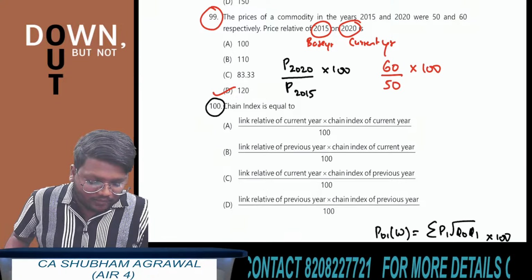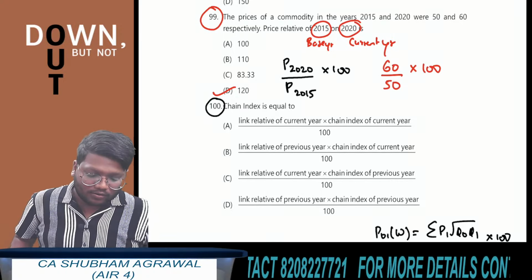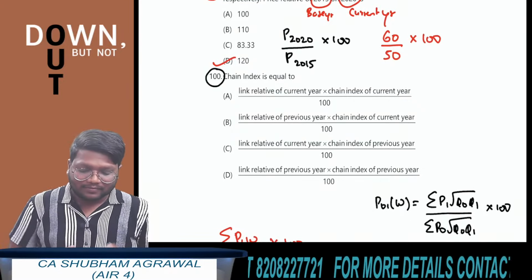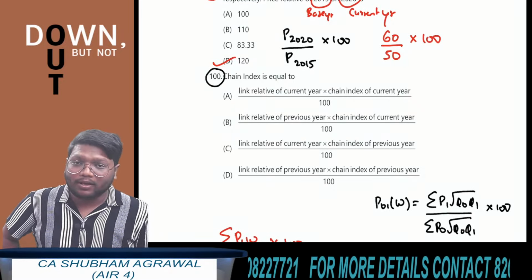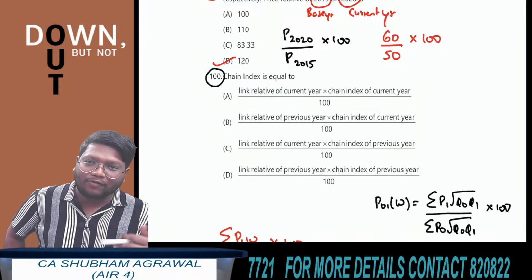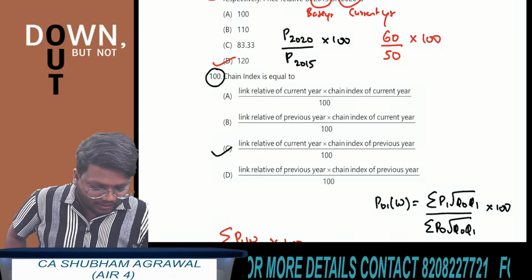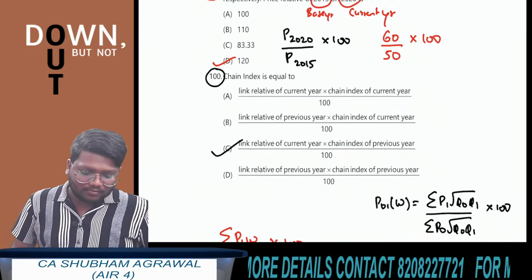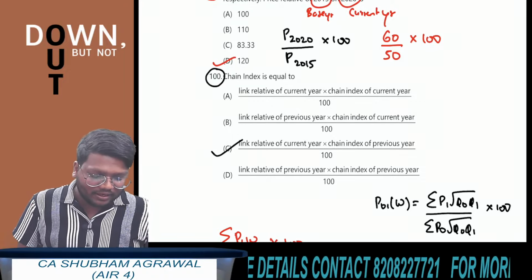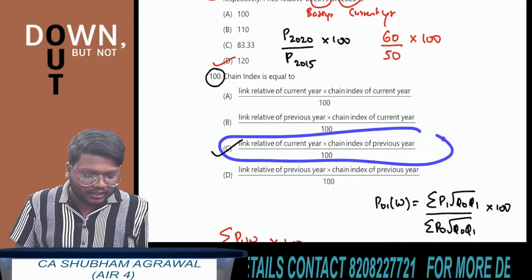Question number 100. Chain index is equal to what? What is the formula of chain index? They have directly asked the formula here. So chain index is link relative of current year multiplied by chain index of previous year, whole divided by 100. Option C is the correct answer.